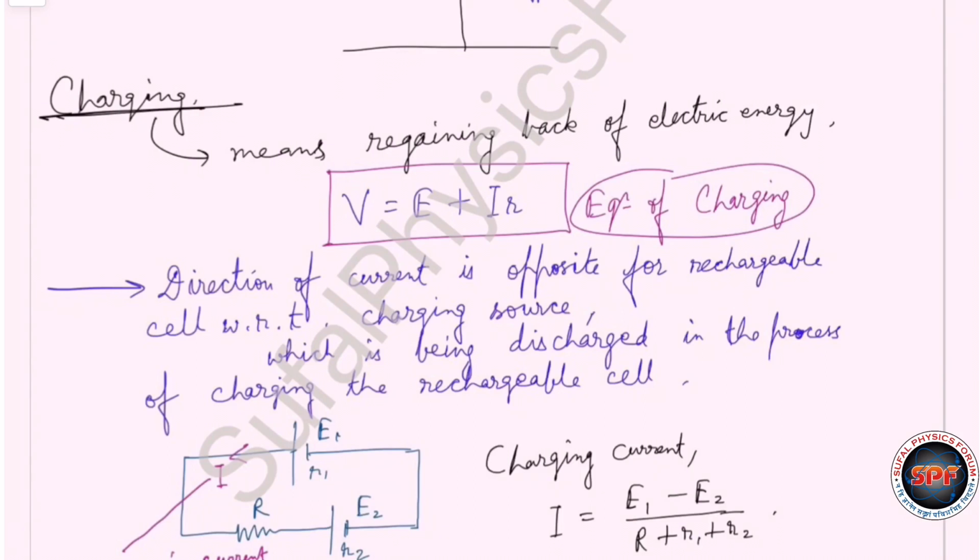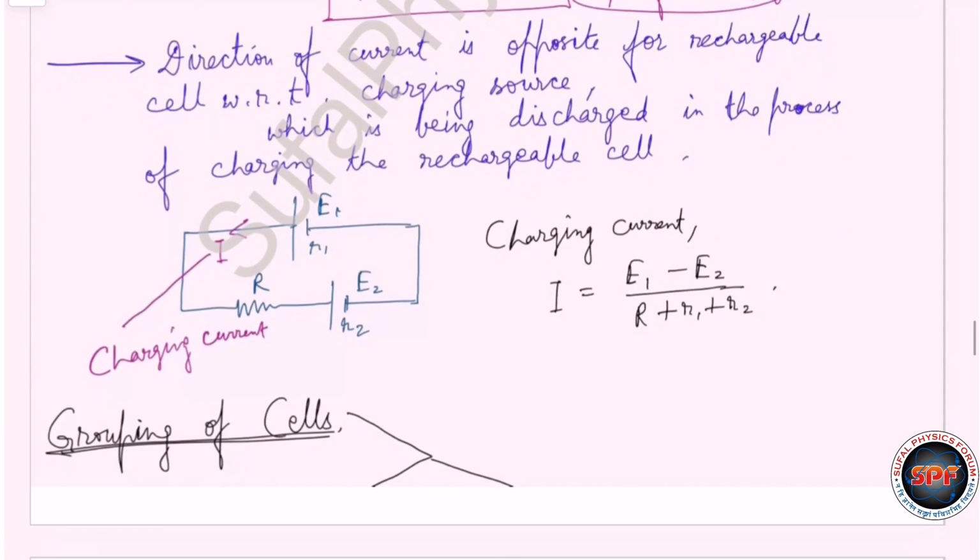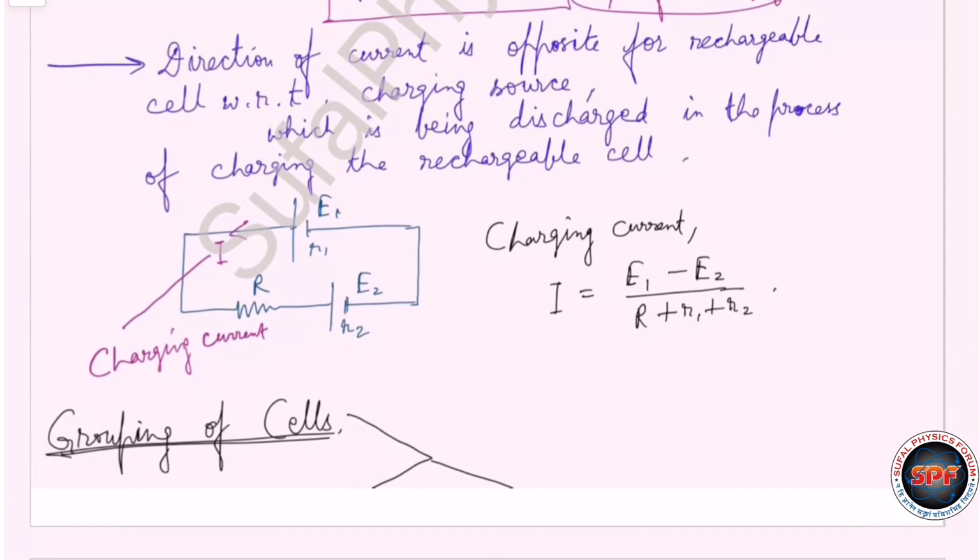When any cell is being charged, that means it has to regain all the electrical energy which it had lost during discharge. But this can only happen when the cell is rechargeable. Suppose this is the charging source and this is a rechargeable cell. That means this is getting charged and the charging source is getting discharged.